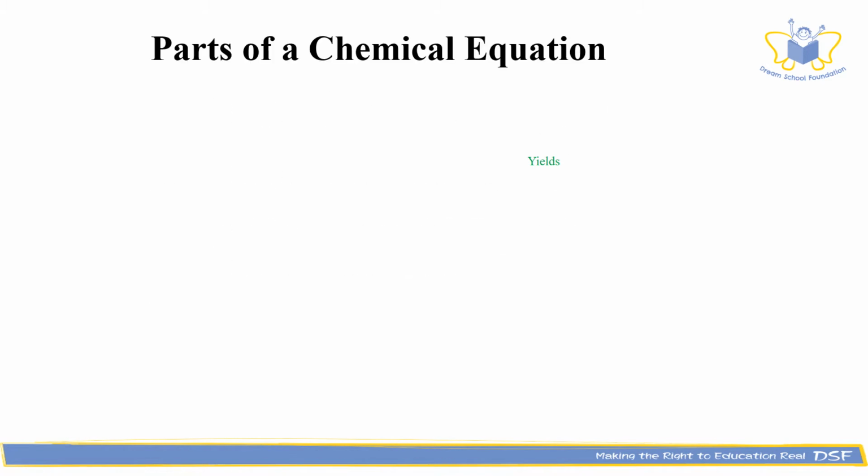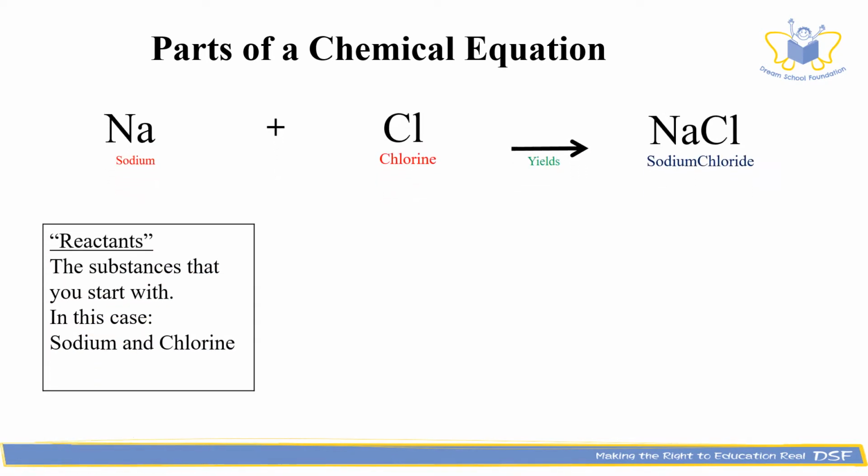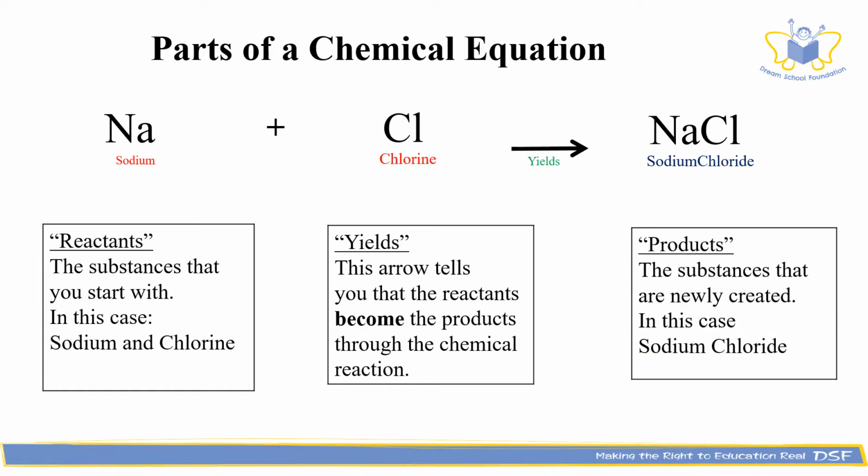Let's understand the parts of a chemical equation with an example. Sodium and chlorine yield sodium chloride. The reactants are the substances that you start with. In this case, sodium and chlorine. This arrow tells you that the reactants become the products through a chemical reaction. The products are the substances that are newly created. In this case, it is sodium chloride.